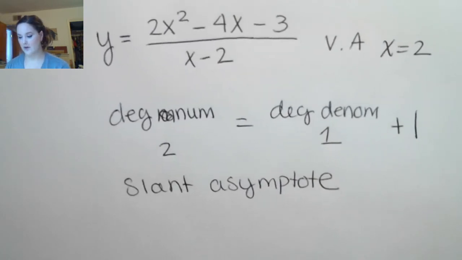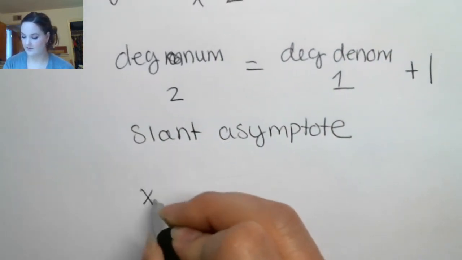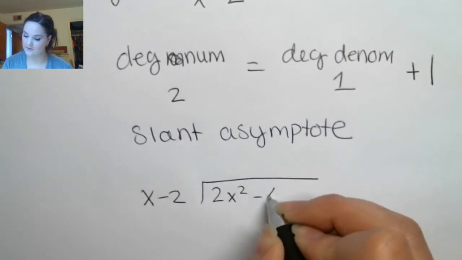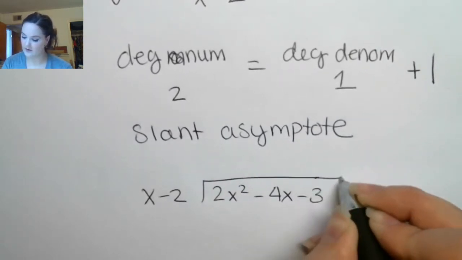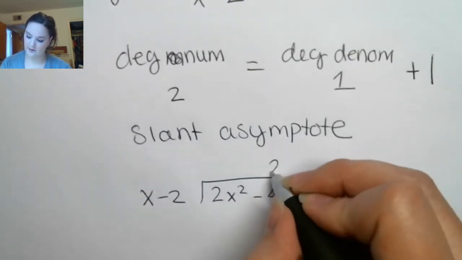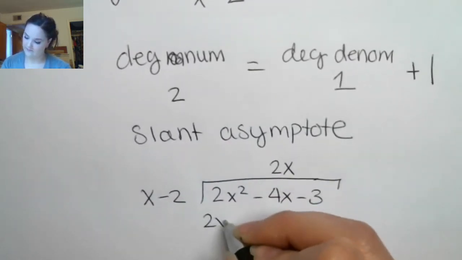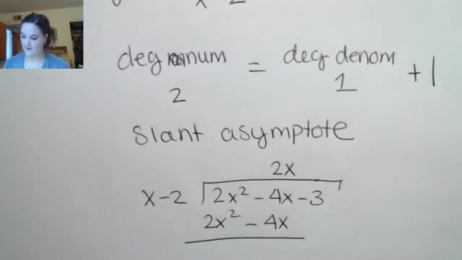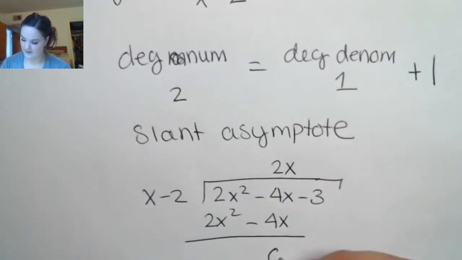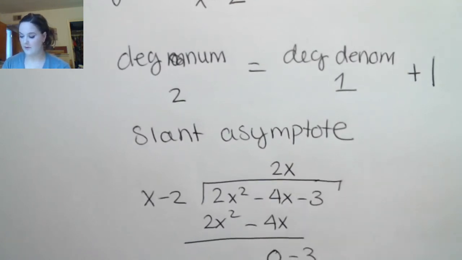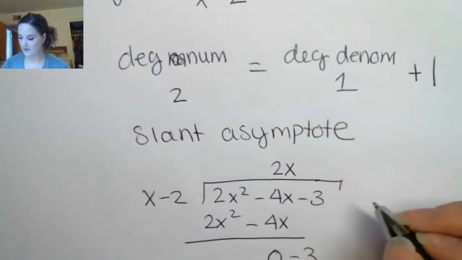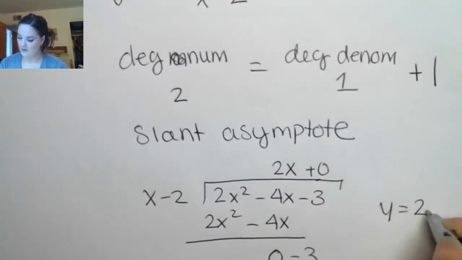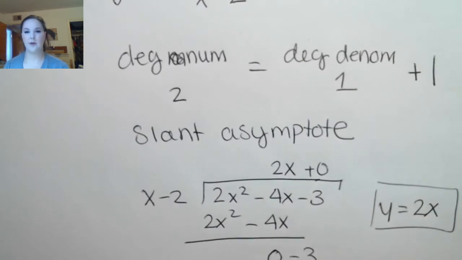So we're going to divide to find it. We'll divide x minus 2 into 2x squared minus 4x minus 3. x into 2x squared is 2x. We get 0. So -3 is our remainder, which isn't important. And this would be our slant asymptote.